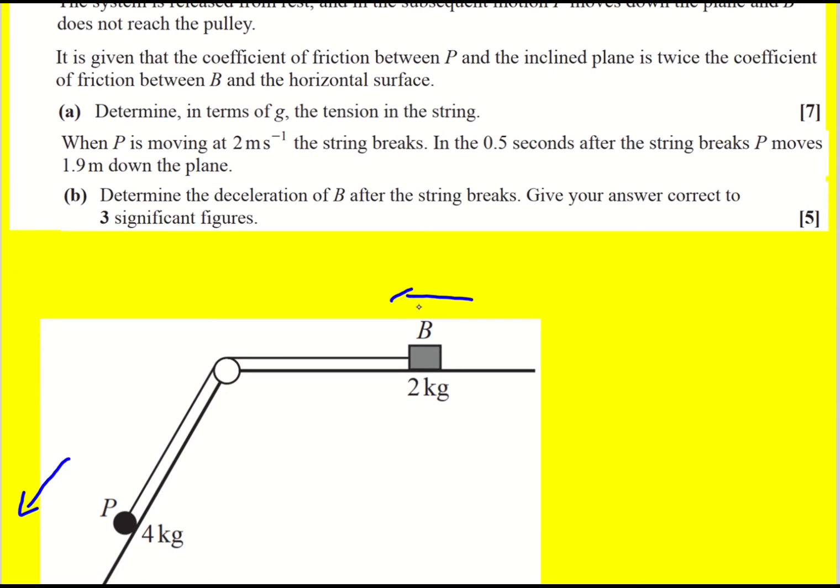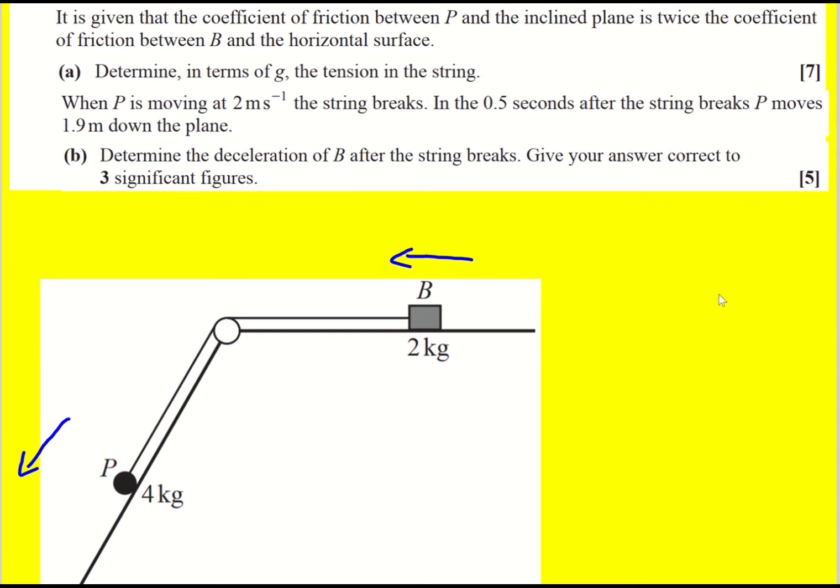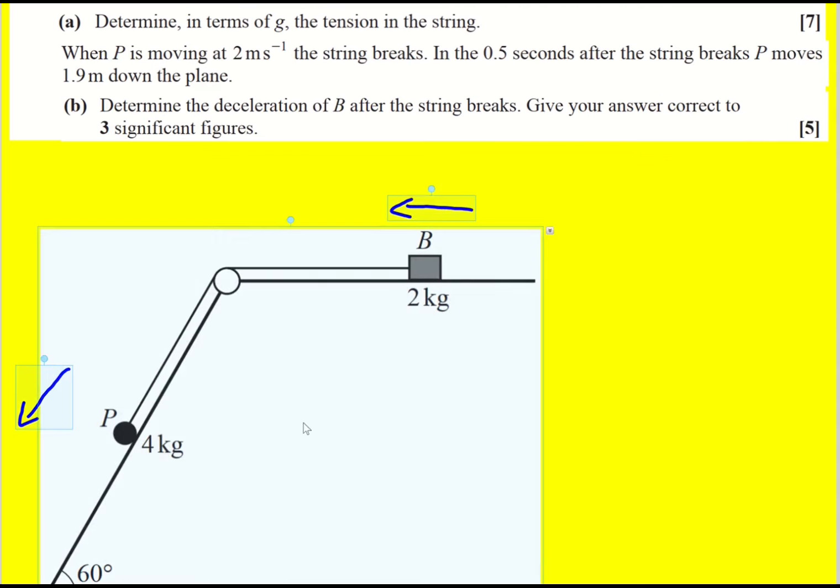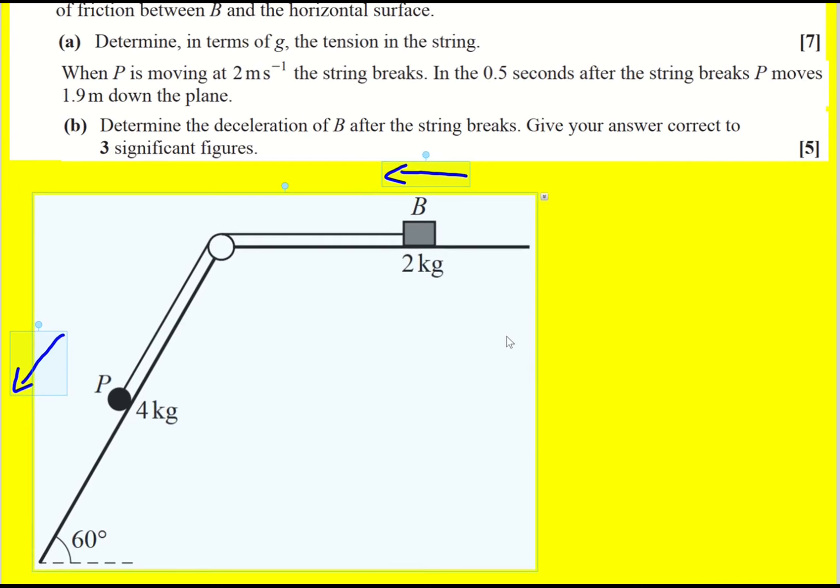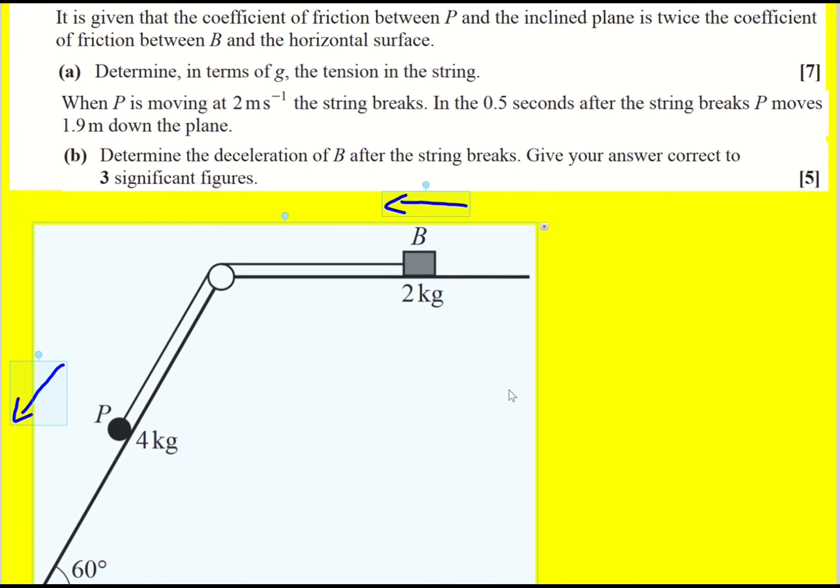So let's add the forces. I wanted to make the diagram quite big. I'm just going to bring it up a little bit so I can fit everything in.